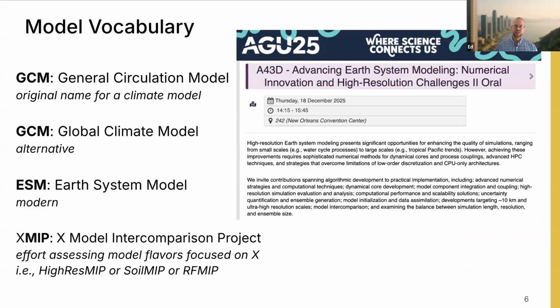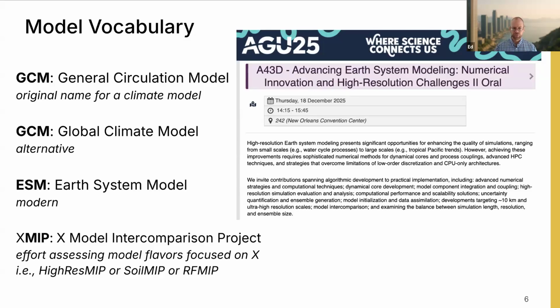This is a conference session from the upcoming American Geophysical Union conference where you see that Earth system modeling language being used, and they talk about improving scalability, improving numerics, decreasing resolution, all the things that we just mentioned. And then finally, CMIP, that model intercomparison project language is used for subtopics within climate modeling.